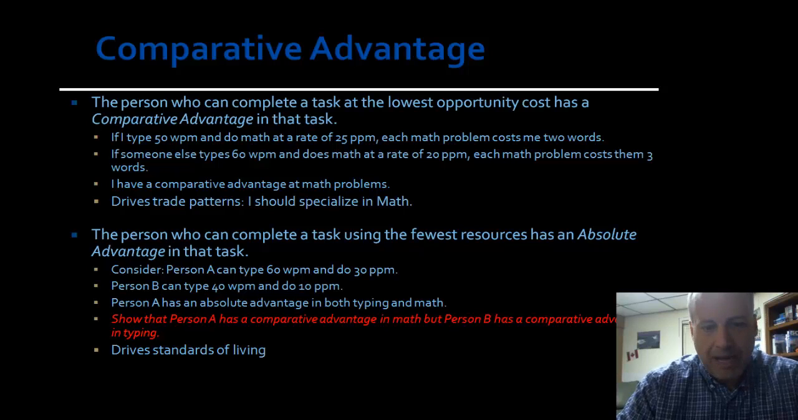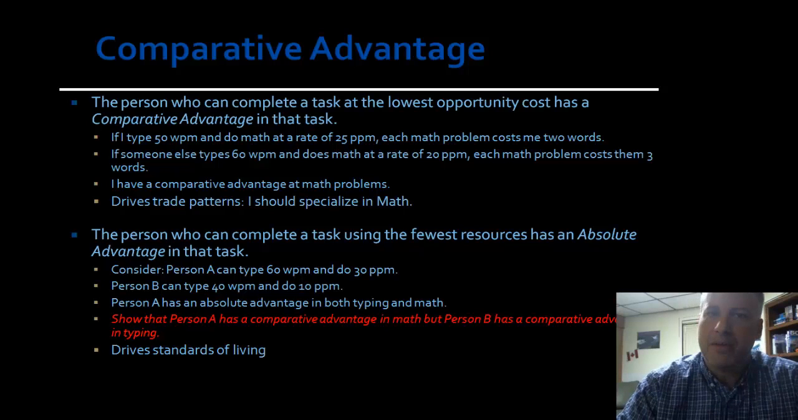Note that person A types 60 words per minute and does 30 problems per minute. Each problem costs them 2 words per minute. Person B can type 40 words per minute and do 10 problems per minute. Each problem costs them 4 words. So while person A is faster at both math and typing, person B maintains a comparative advantage in typing. Each word they type costs them fewer math problems. Person A, each word they type costs them half a math problem. Person B, each word they type costs them only a quarter of a math problem.